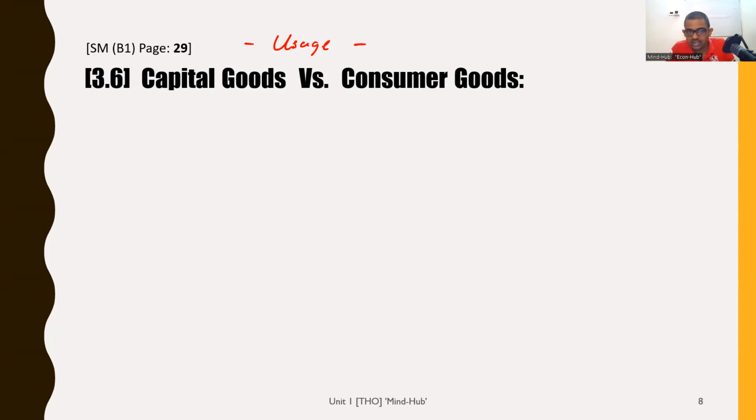Goods used to produce other goods and services are capital goods. Goods not used to produce other goods and services but for our own consumption are consumer goods. Let me repeat. Goods used to produce other goods and services are capital goods. Goods used for our own consumption, not used to produce other goods and services, are consumer goods. So it's all about the usage. Is that clear? Very simple. Don't overthink. If you overthink, you get confused.